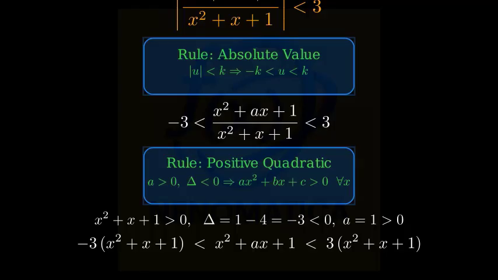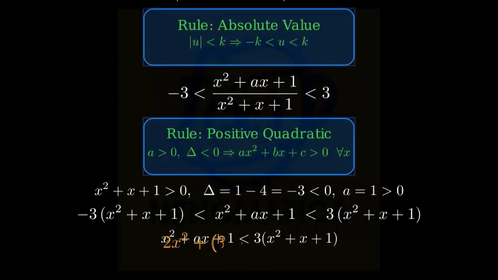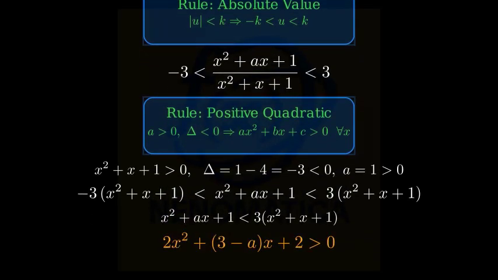Step 3. Split the double inequality into 2 separate ones and simplify each. First, x squared plus ax plus 1 is less than 3 times x squared plus x plus 1. Move everything to the right. 2x squared plus (3 minus a) times x plus 2 is greater than 0.